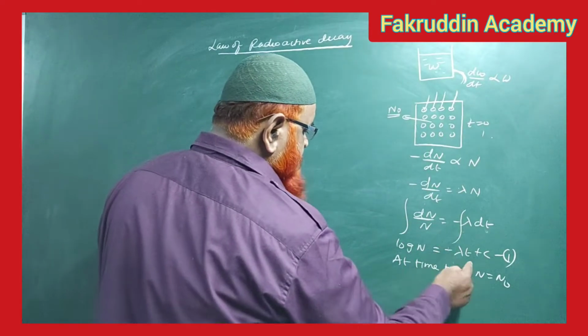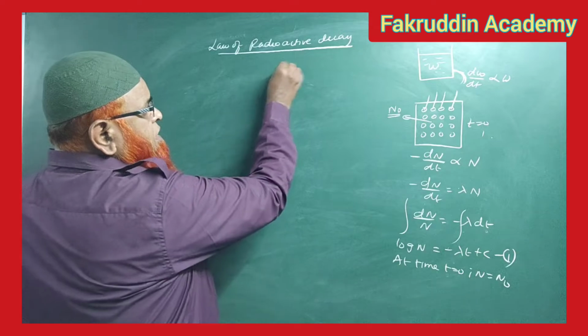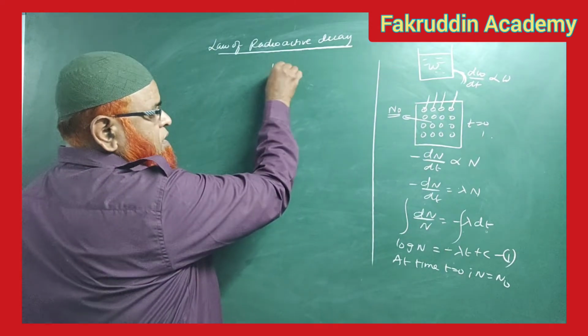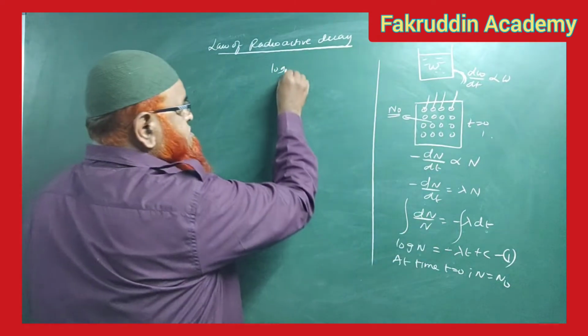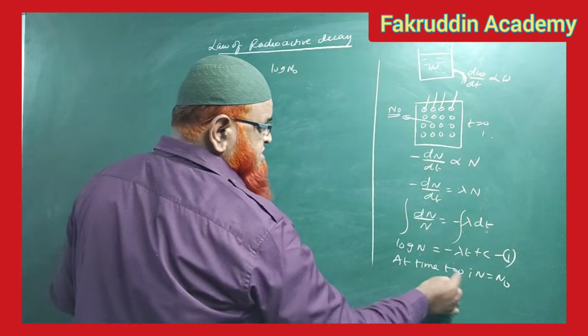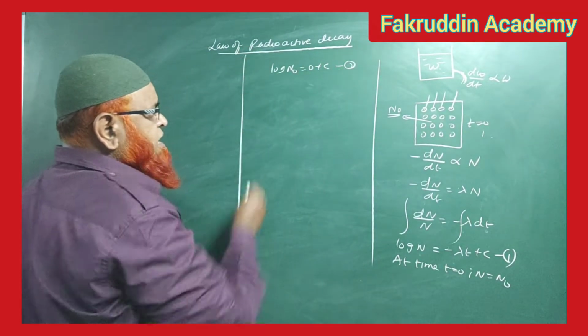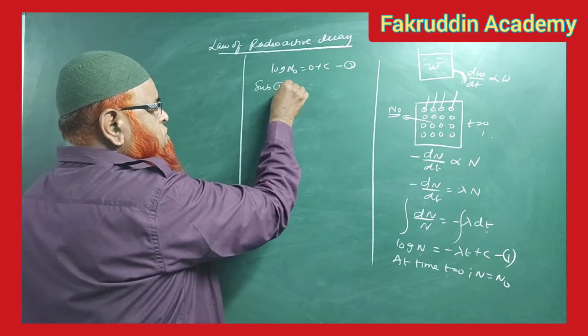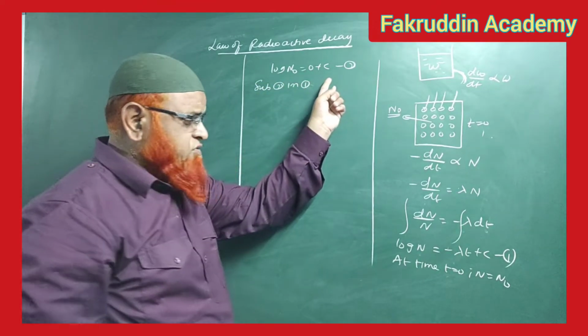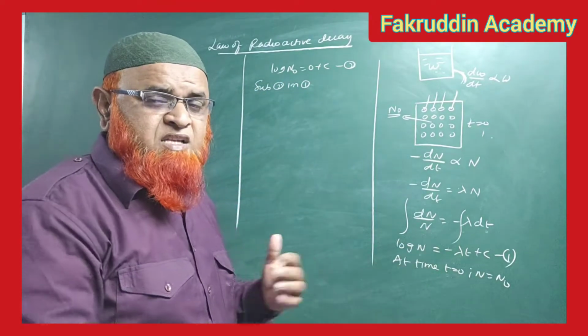By substituting all these values, you will get log N0 equal to minus lambda into 0 plus c. This is equation number 2. You can substitute the value of equation 2 in equation 1. Let us see what we're going to get now.